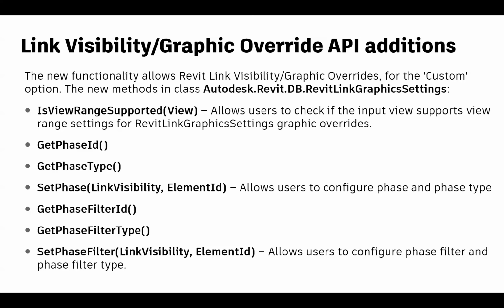There are new methods in the class RevitLinkGraphicSettings: IsViewRangeSupported, GetPhaseId, SetPhase, GetPhaseType, SetPhaseFilterId, SetPhaseFilterType, and SetPhaseFilter with two arguments.